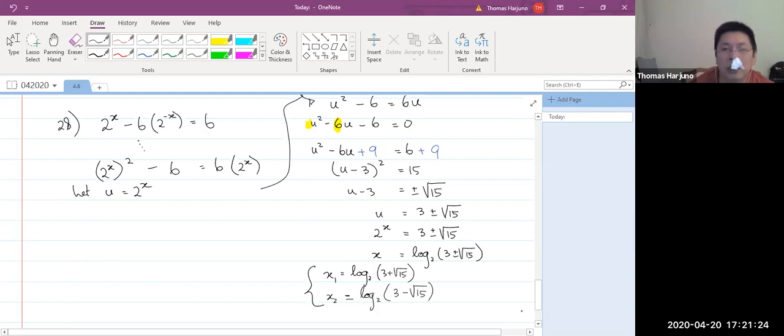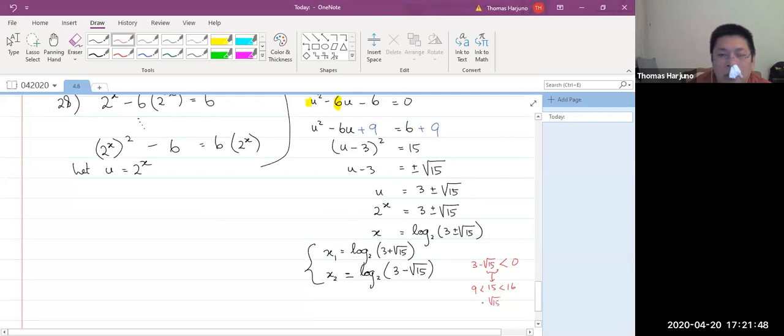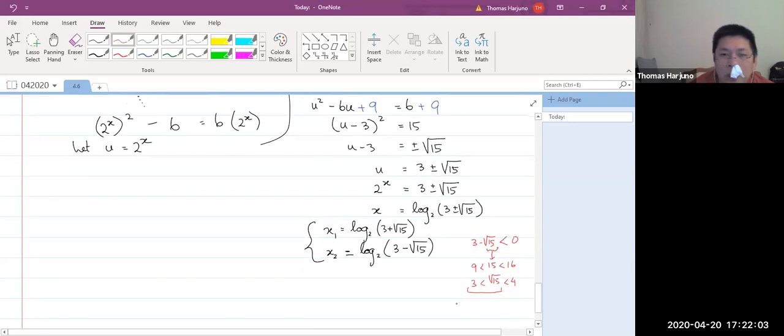Now, unfortunately, 3 minus radical 15 is a negative number. Now, 15 is between 9 and 16, right? So square root of 15 will be between square root of 9, which is 3, and square root of 16, which is 4. I don't need a calculator to find that out. You just see that. So square root of 15 is greater than 3, which means 3 minus square root of 15 is negative.